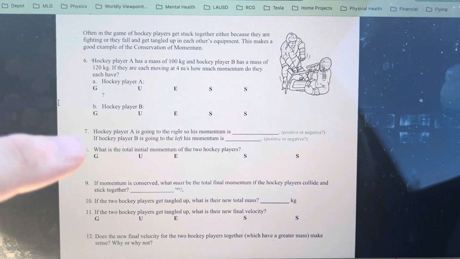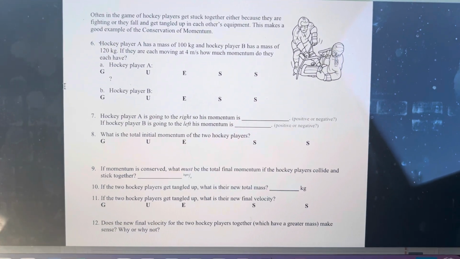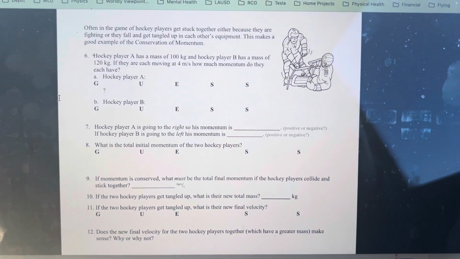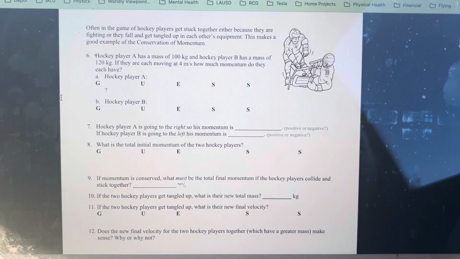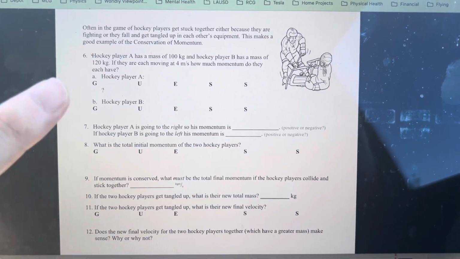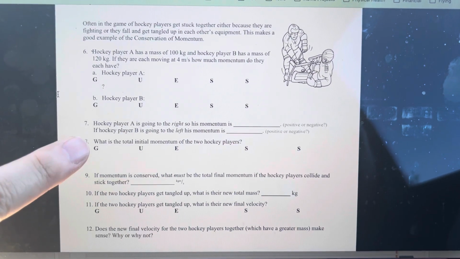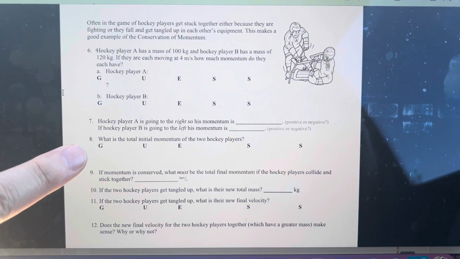For number 7, if they're going to the right, momentum's positive. Going to the left, momentum's negative. That's how we usually do that. Total initial momentum would be the sum of the two, but one of them is negative. So the total is going to be 400 plus negative 480. So that means that this is going to be negative 80 kilogram meters per second, or 80 kilogram meters per second to the left.